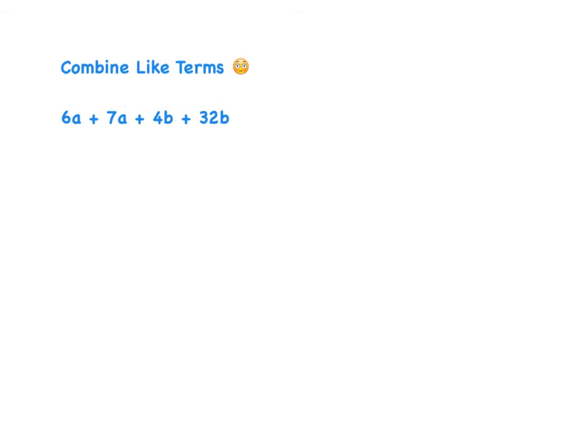All right, we're going to start out in baby steps here to give you some idea of what's going on. So notice I'm going to circle my like terms at the beginning of my expression. Now this is 6a plus 7a. Those are like terms because they have the same variable.